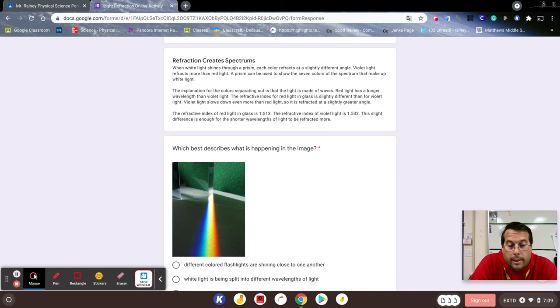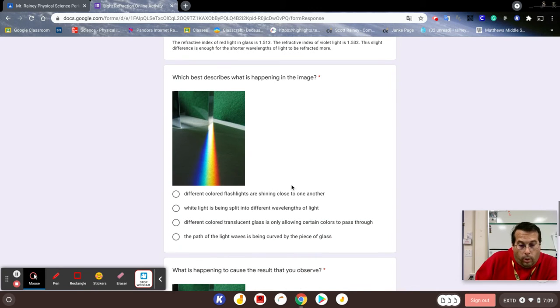Each wavelength has a different frequency. So red light has a longer wavelength than violet light. The refractive index for red light and glass is slightly different than for violet light. Violet light slows down even more than red light, so it's refracted at a greater angle. So for glass, for red light, it's 1.53. For violet, it's 1.53. That slight difference is enough to cause those wavelengths to be refracted differently, and it's going to cause those colors to separate out. So what's happening in this image?